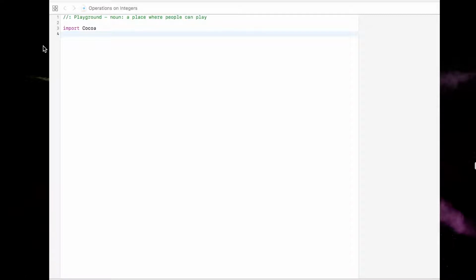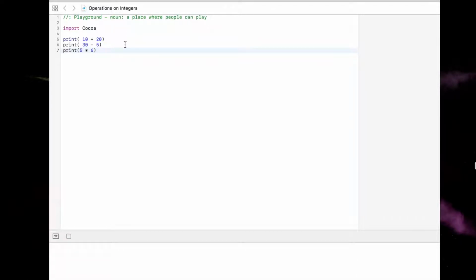We can do things like add, subtract, multiply, and divide. Let's start with a simple print statement, 10 plus 20. What a beaut. We can print 30 minus 5. Print 5 times 6. Now, let's check out the console here, and we're going to see exactly what we would anticipate. 30, 25, 30. What a math wizard, am I right?